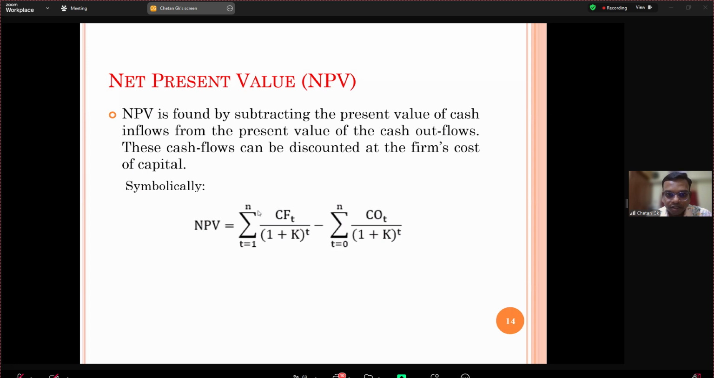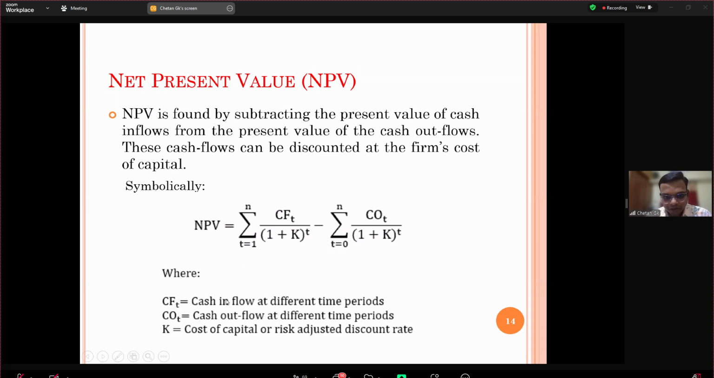NPV is equal to the summation, t is equal to 1 to N. What is t? t is equal to 1 till N. CFt means what? CFt is the cash flows at different time periods. Okay, so this particular notation is all about what? The present value of incremental cash flows.